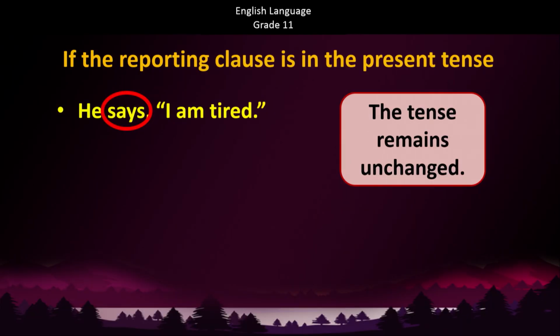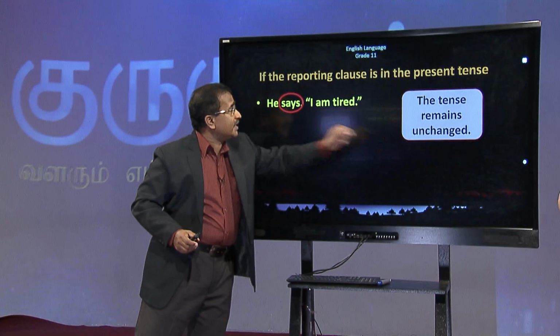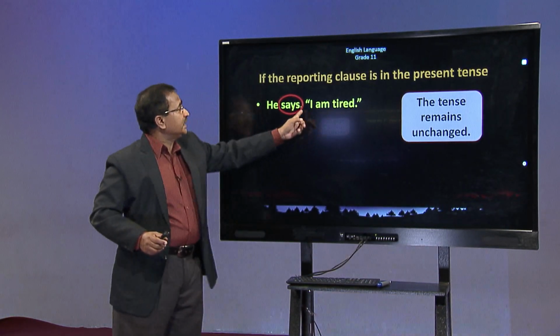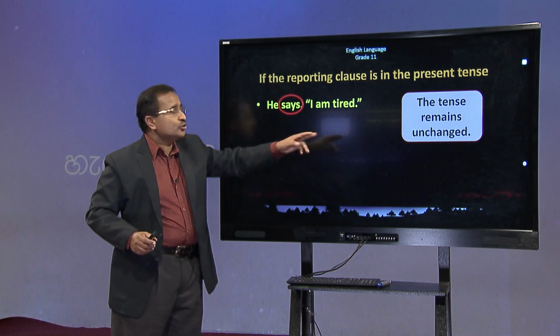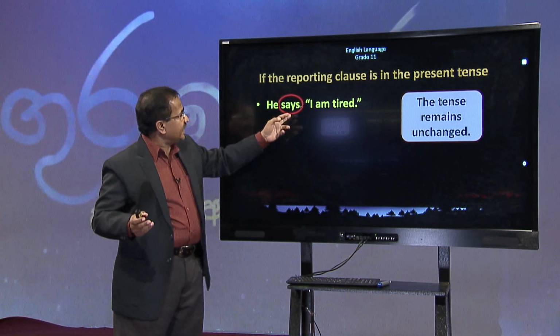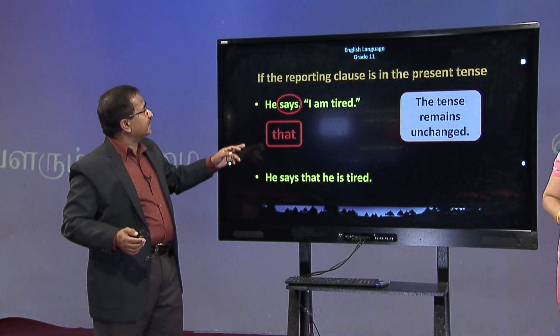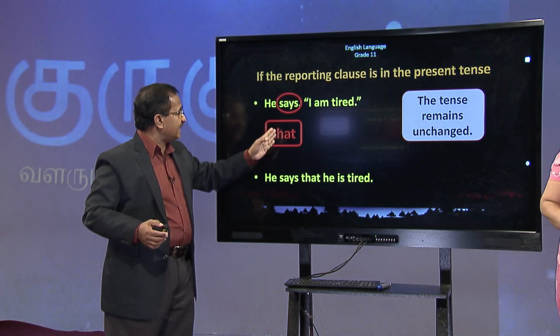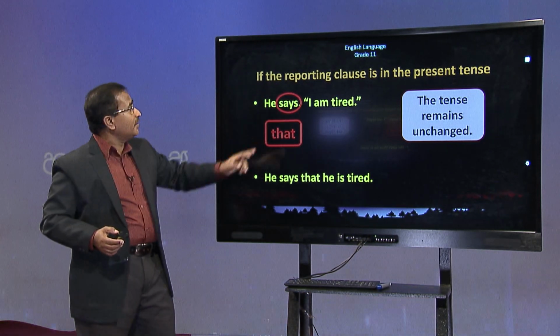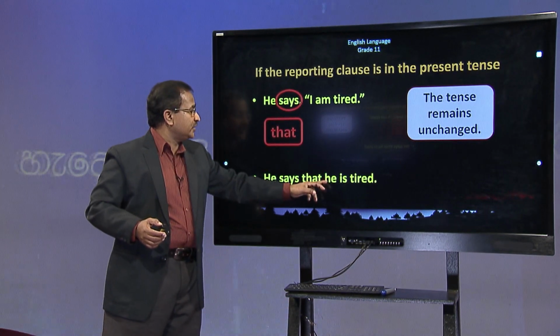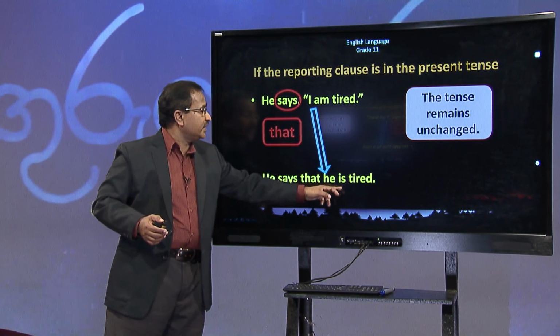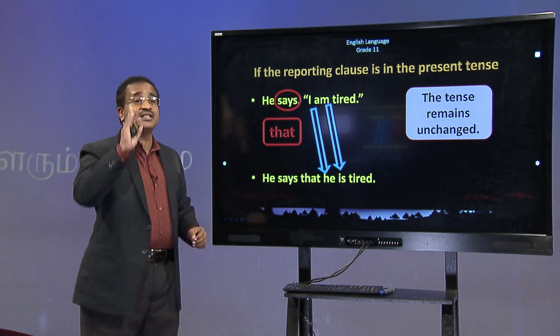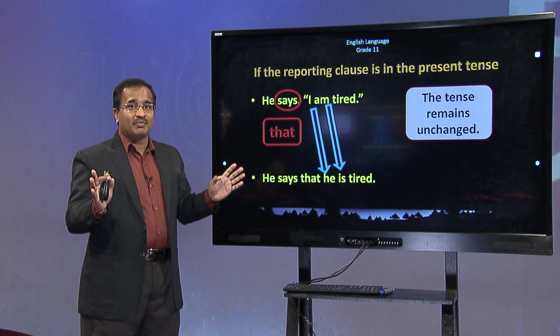Look at this. If the reporting clause is in the present tense, he says, I am tired. The tense remains unchanged. The tense of the direct speech into indirect speech should not be changed. When you have a look at this one, he says, it is in present tense. As usual, we have to use the word that in order to combine these two together. But remember, I should be changed into he, am should be changed into is, but remember the tense is not changed. The other things are changed, but not the tense.